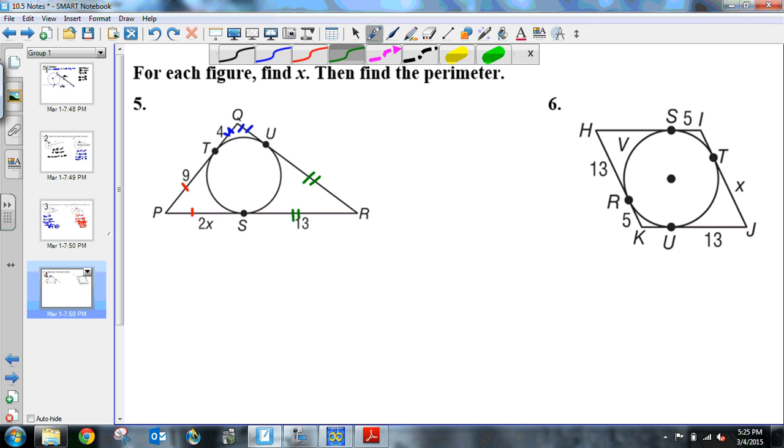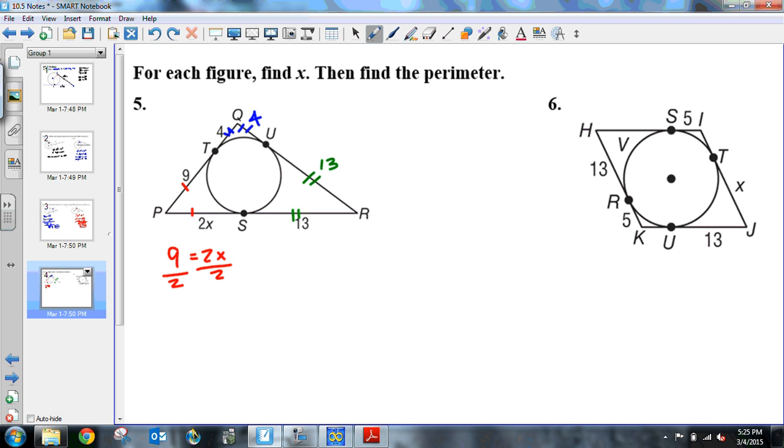So I know that this length over here is going to be 4. I know that this length here is going to be 13. And I know that this length is 9 and this length is 9. So first of all, it wants me to solve for x. Let me do that. I know that 9 is equal to 2x. So if I divide by 2 and divide by 2, I get that x is equal to 9 halves, which is 4.5. Okay, so that's the first thing.